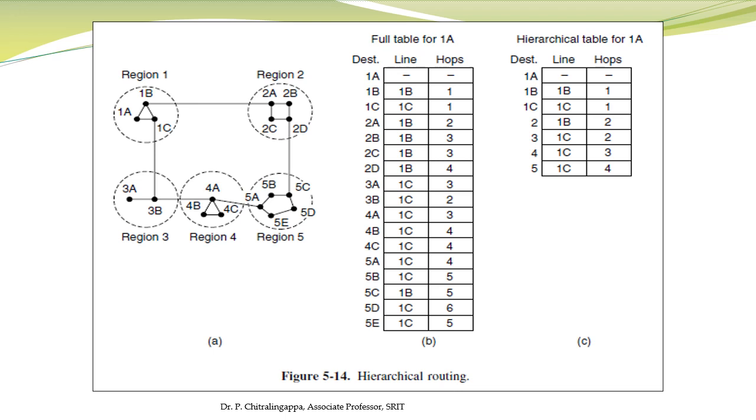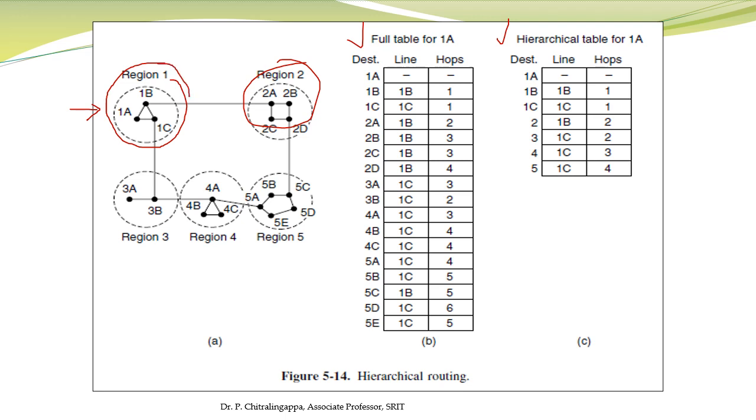In this case, instead of maintaining the routing table for each and every node, which is very difficult for a complex network, the entire network is divided into regions. This is region 1, region 2, region 3, region 4, region 5. This is called the routing table for each and every node, so it is very difficult to maintain. Now we are simplifying the routing table. How can we simplify the routing table?